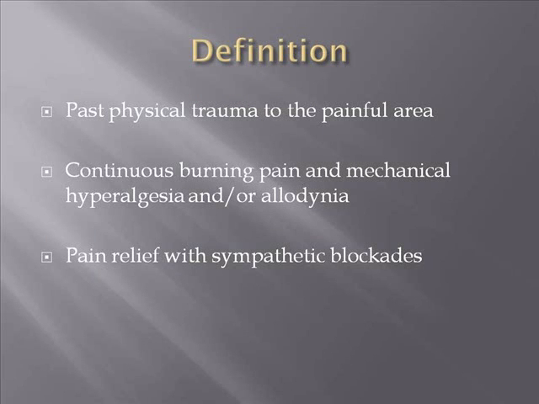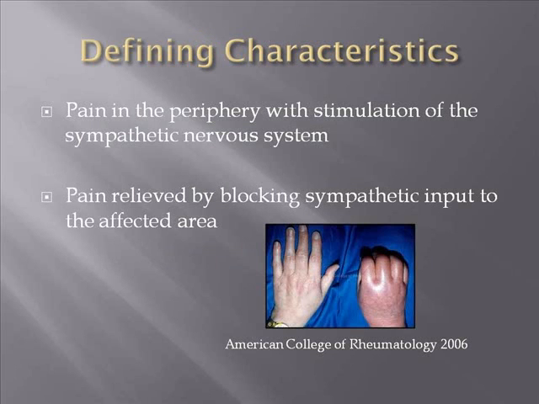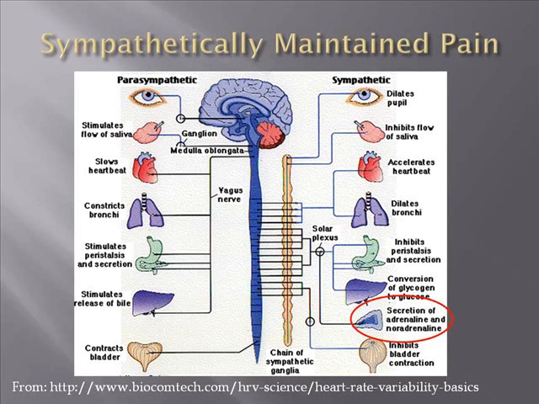The definition at that time was that sympathetically maintained pain is characterized by past physical trauma to the painful area, continuous burning pain and mechanical hyperalgesia or allodynia, and relief of pain by sympathetic blockade. So, SMP can be thought of as pain in the periphery that occurs when there is stimulation by the sympathetic nervous system. This slide gives you an idea of all the different actions of the sympathetic nervous system in contrast with the actions of the parasympathetic nervous system that is also included on this slide.